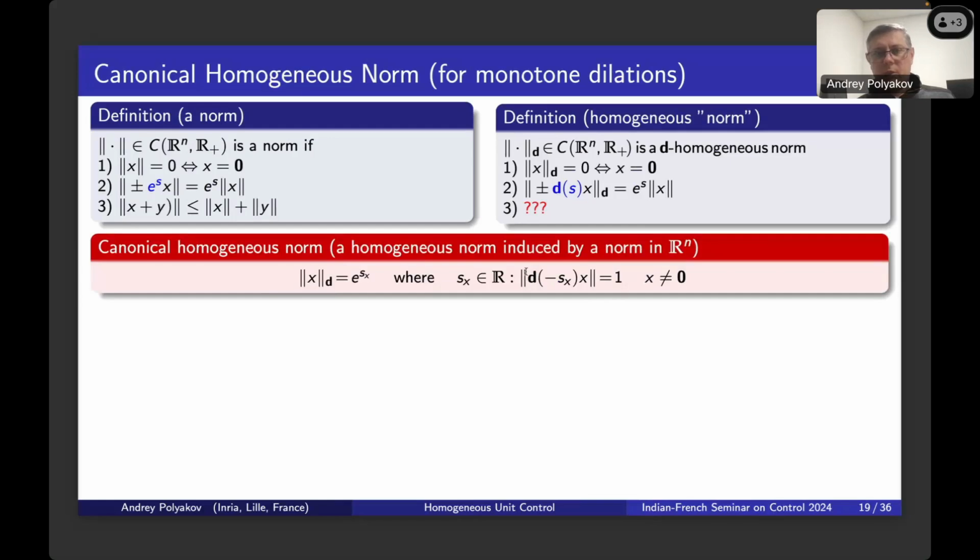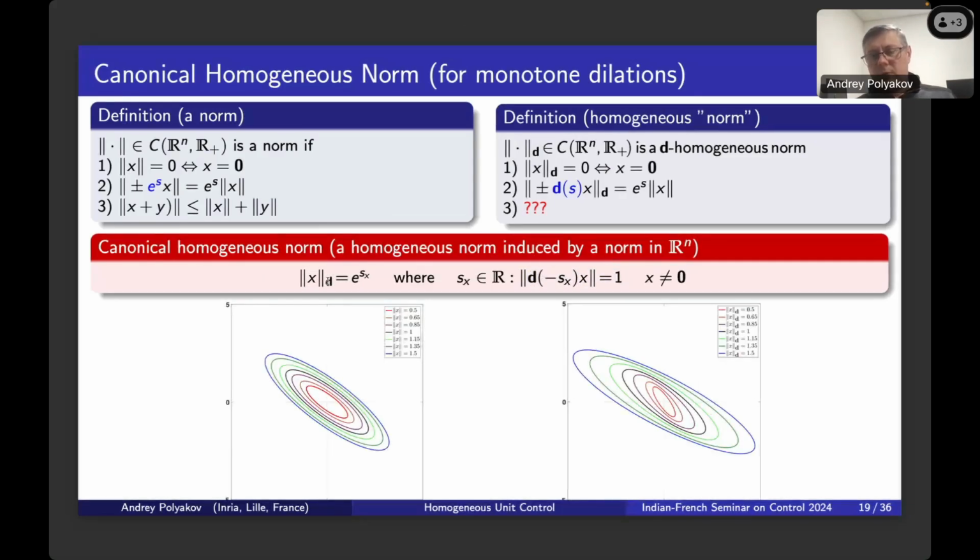So if we have a dilation D and it is monotone with respect to this parameter, so if the norm of D of S, X is a monotone function of S, then we can define the so-called canonical homogeneous norm as a solution of the following algebraic equation. We fix X and find S of X such that this identity holds, and by definition we define the value of the norm in this way. So if D is a standard dilation, just exponent to the power minus S, we have that the usual norm coincides with the canonical homogeneous norm.